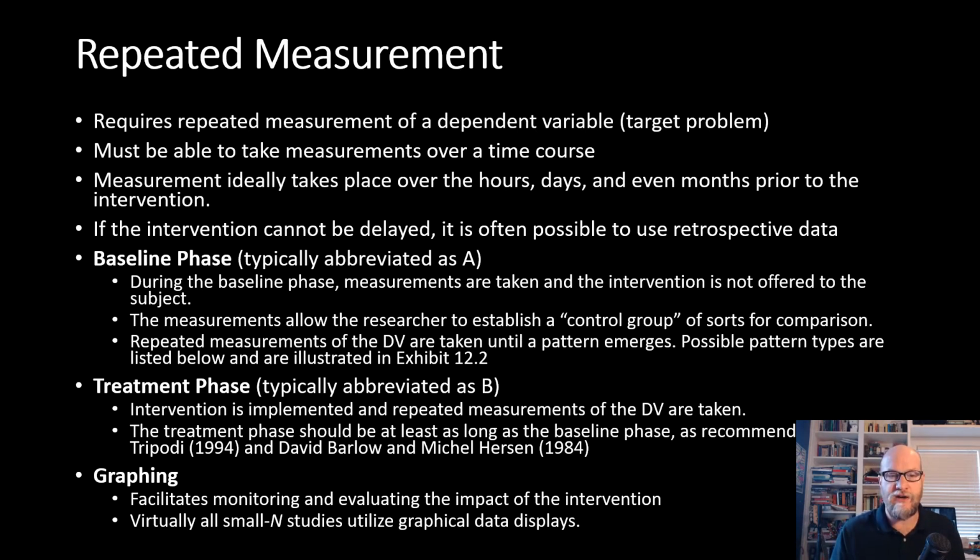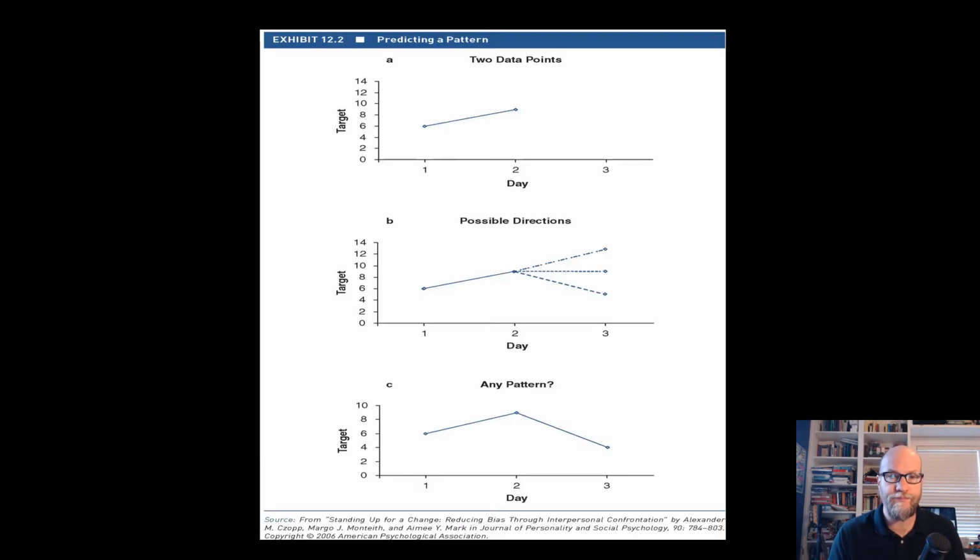And then finally, we talked about graphing, which is this idea that you can really evaluate and monitor the impact of the intervention by what the line looks like. So virtually all small n single subject studies are going to utilize some graphic data display in their article. So let's talk about some trend lines here.